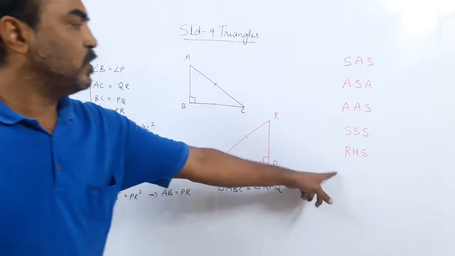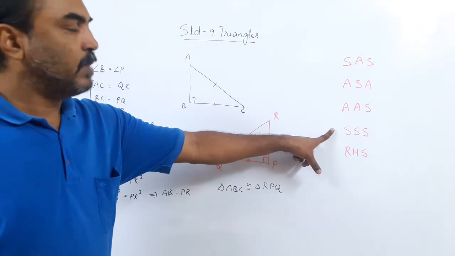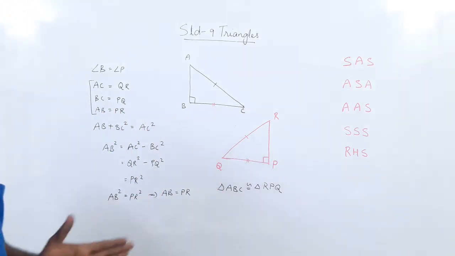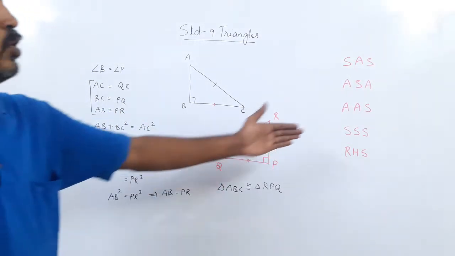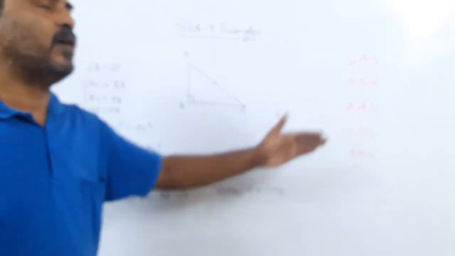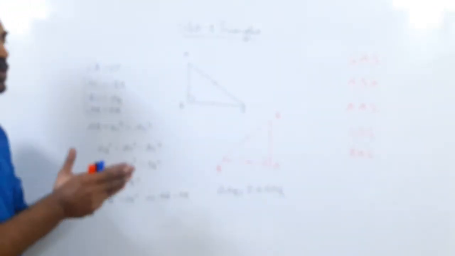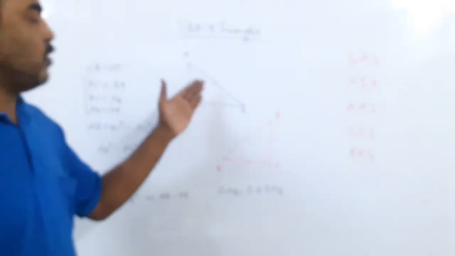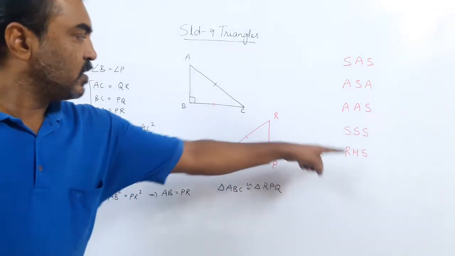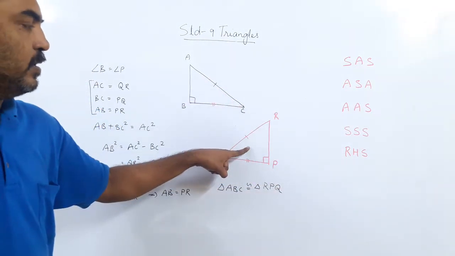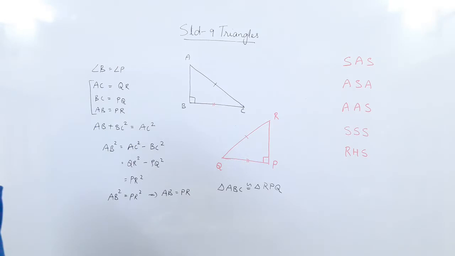So what is the theorem we have put? First you have taken SSS by construction, that you have to exactly cut the triangles and put them one over the other to verify this law is true. And now we have done the RHS. What does RHS tell us? In two right angle triangles, if the hypotenuse is equal and one of the two sides is equal, then it is RHS.